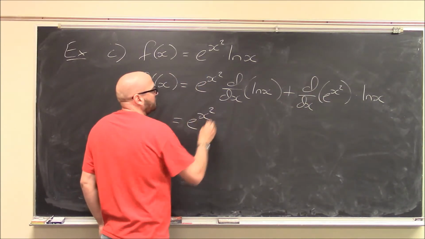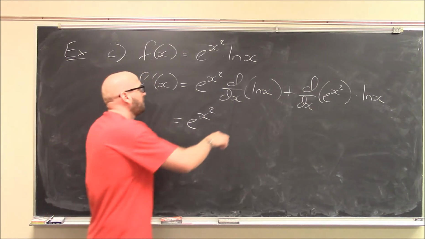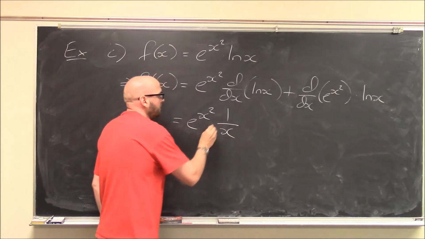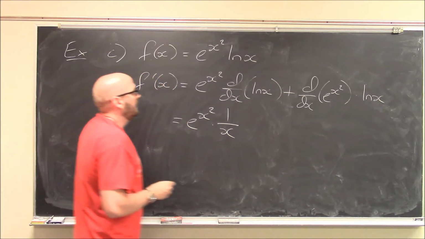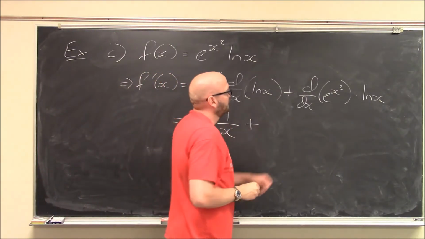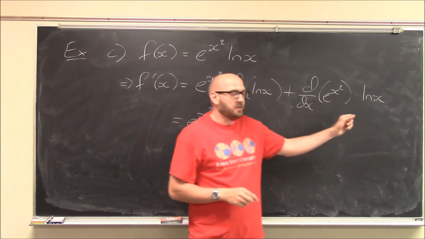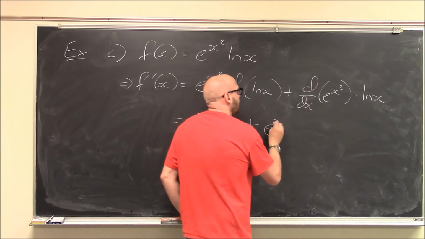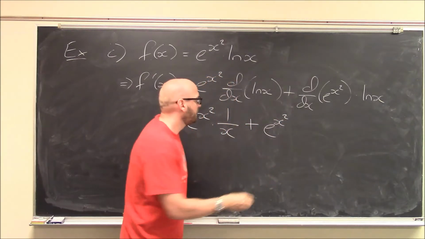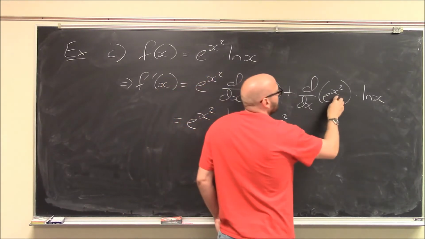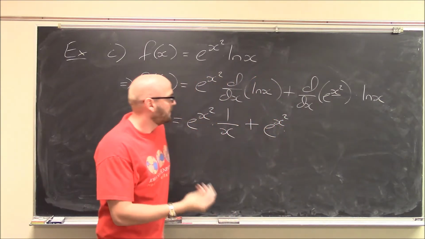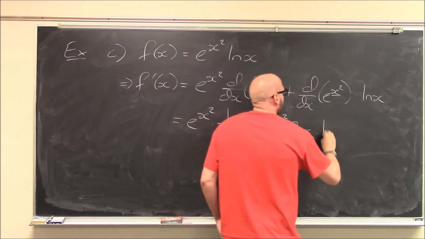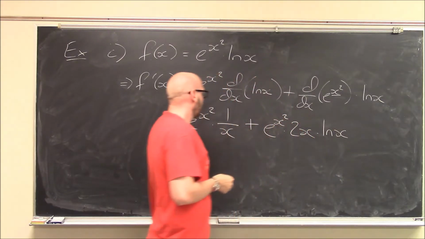And each of these pieces I think are pretty easy. Derivative of ln of x, as long as you've committed to memory by now, that's just 1 over x. And plus this one, well, here's special case number 2 of the chain rule. I've got e to a function of x, so the derivative is going to be e to that same function, e to the x squared, times the derivative of the exponent. Derivative of x squared is times 2x. And then finally, times natural log of x.